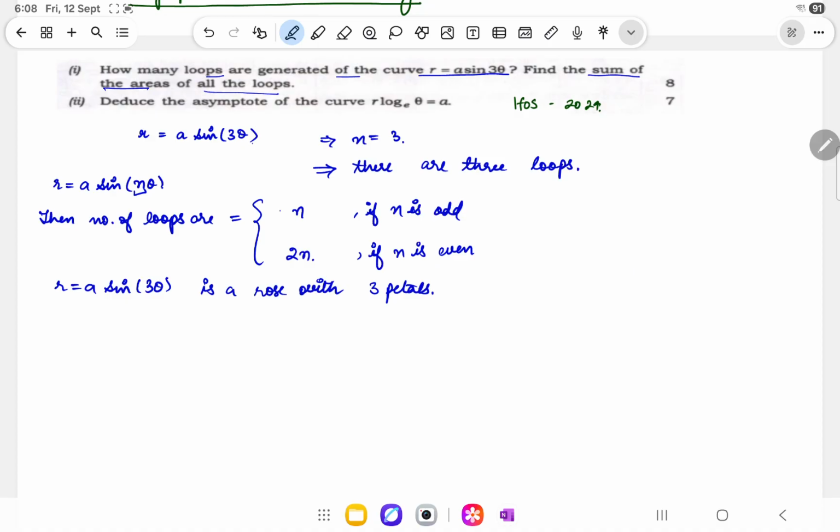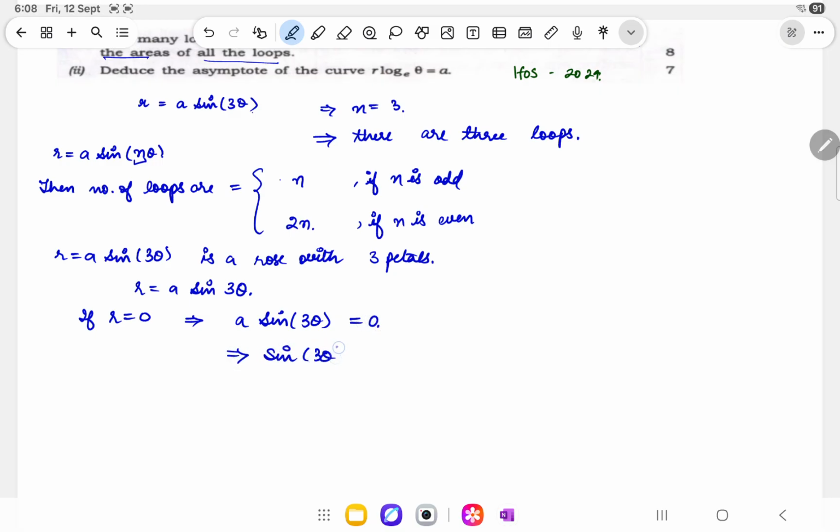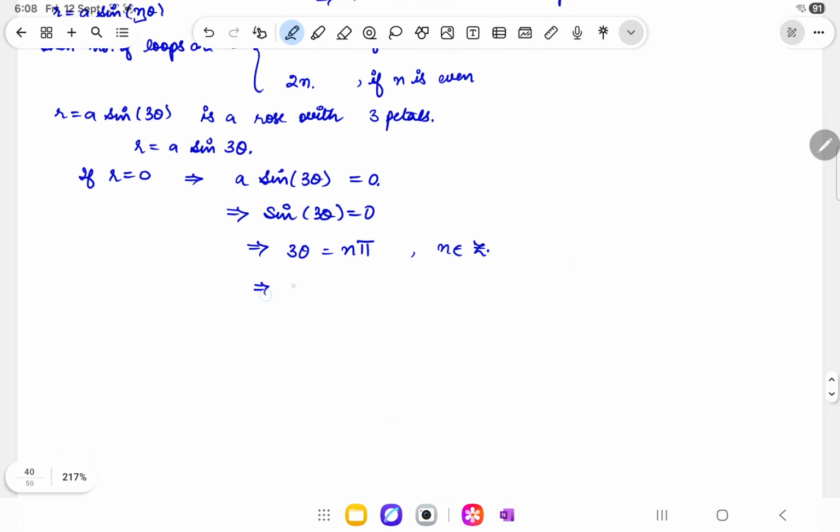Now let's draw the curve of this given equation, and let's find the area. The given equation is r equals a sine 3 theta. If I put r equals 0, I get a into sine 3 theta equals 0, so sine 3 theta equals 0. From here, 3 theta is equal to n pi, where n belongs to integers, so theta is n pi by 3.